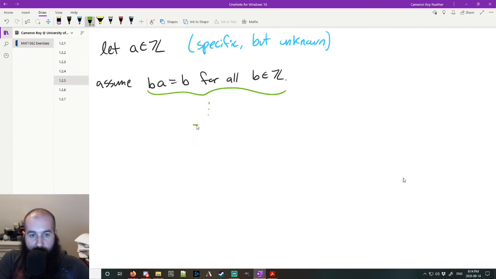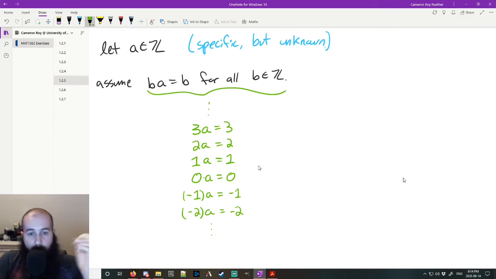This is the assumption that 3a is equal to 3, that 2a is equal to 2, that 1a is equal to 1, that 0a is equal to 0, that negative 1a is equal to negative 1, that negative 2 times a is equal to negative 2, etc. It's all of these assumptions at once, because it's this equation for every integer. Because it's all of these at once that we get to assume, we can use any one of them. We don't have to use them all. So what I'm going to do is, for convenience, I'm going to use this one.